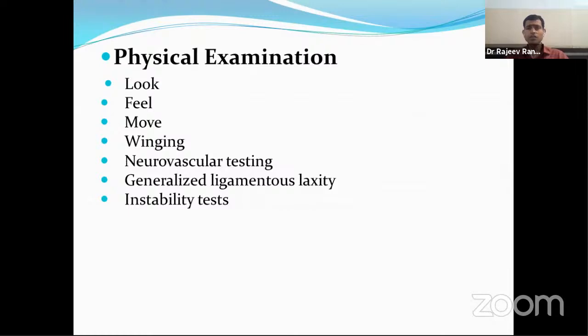After the history, coming to the physical examination, like any orthopedic condition, we follow the pattern of look, feel, move. After that, we have to look for winging, and you have to do the neurovascular testing. And if it's multidirectional like AMBRI, then you have to look for generalized ligamentous laxity, and you have to perform some of the instability tests.